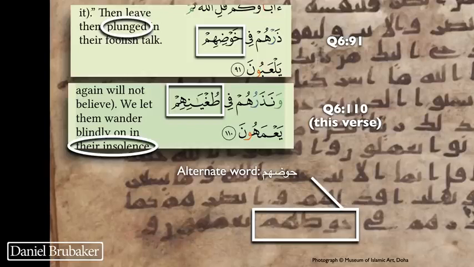So here at 6:110, with this alternate word, it has the reading of we let them remain plunged in their blindness, or remain immersed perhaps in their blindness. Makes sense to my understanding of the Arabic. It does make sense. It's just an alternate reading, a different word from what we have today.